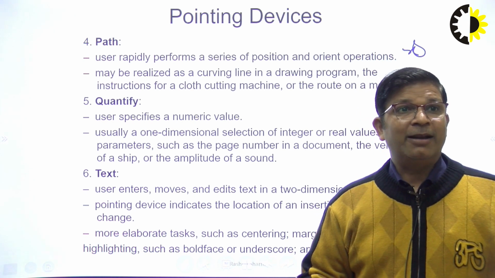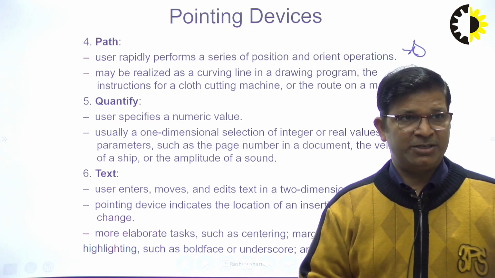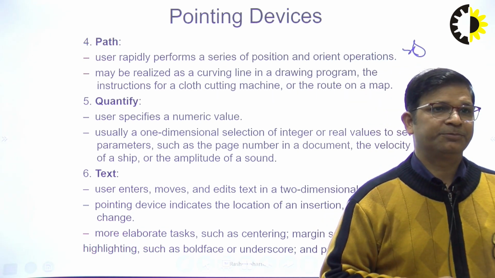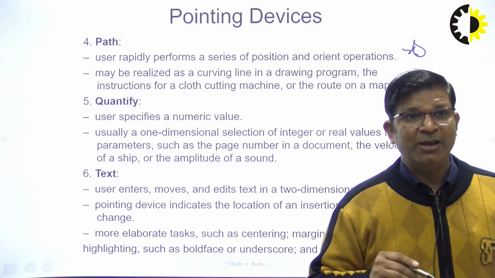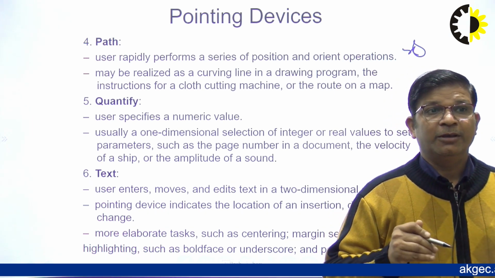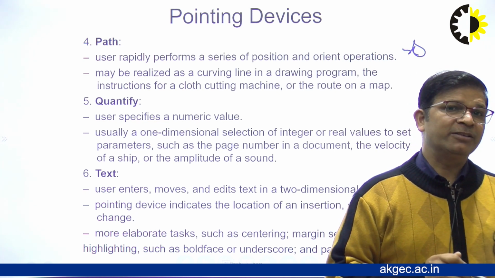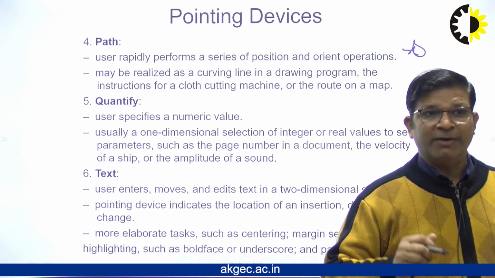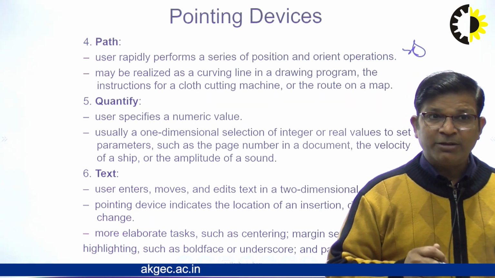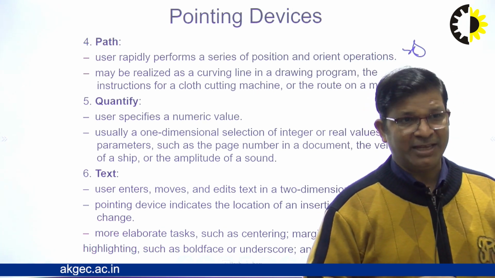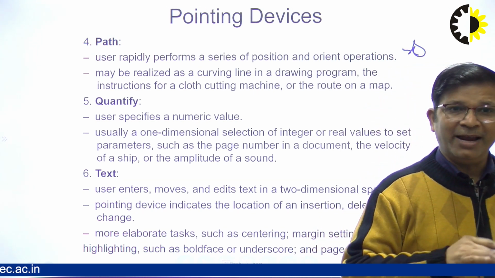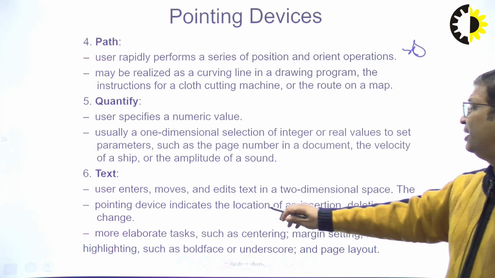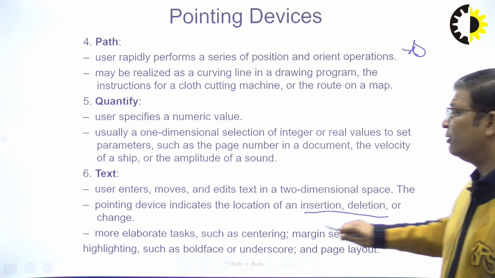Path: rapidly perform a series of position and orient operations, which may be realized as a curving line in a drawing program. Quantify: the user specifies a numeric value, usually a one-dimensional selection of an integer or real value, to set parameters such as the page number in a document, the velocity of a ship, or the amplitude of a sound. Text: the user enters, moves and edits text in a two-dimensional space. The pointing device indicates the location of an insertion, deletion or change.